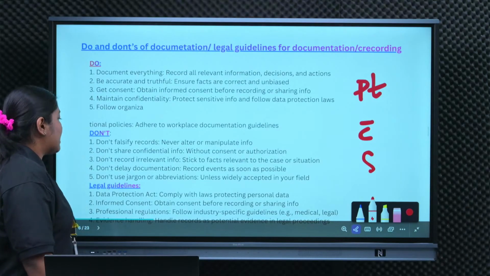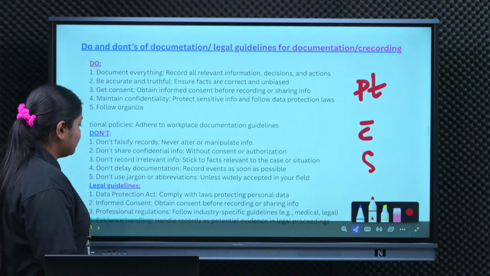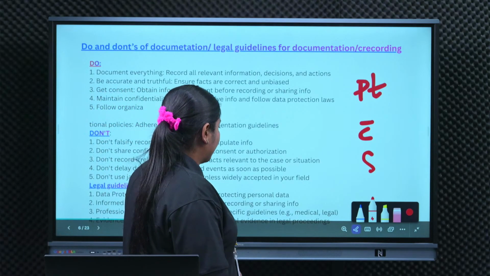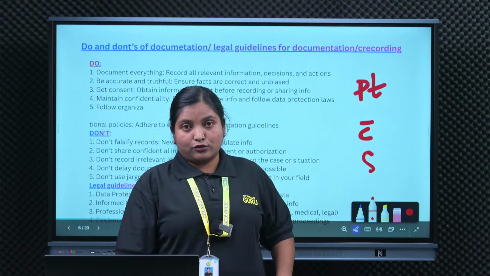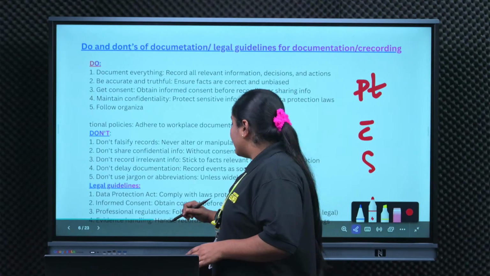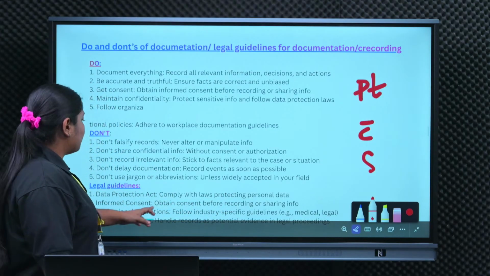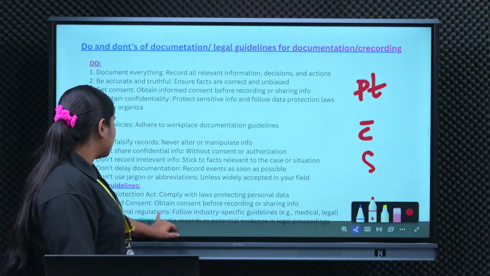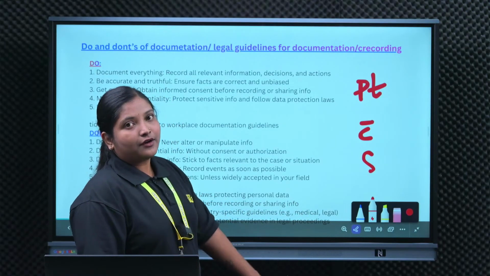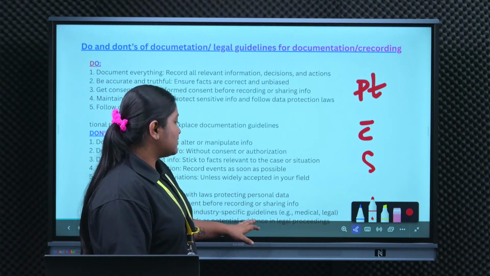Then legal guidelines: Data Protection Act and informed consent, professional regulations, evidence handling. Okay. So Data Protection Act: comply with the laws protecting personal data. You should not disclose protected personal data in front of other persons. Then obtain consent. Okay, that and all we already discussed. Then obtain consent before recording or sharing any kind of information. Same things. Professional regulations: follow industry specific guidelines, for example medical legal. The next one, evidence handling: handle records as potential evidence in legal proceedings.